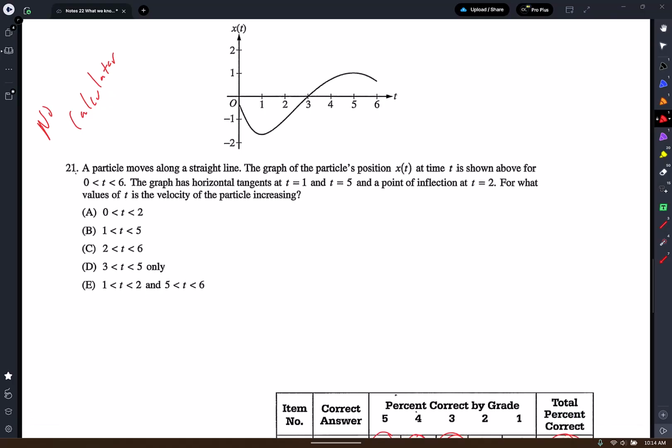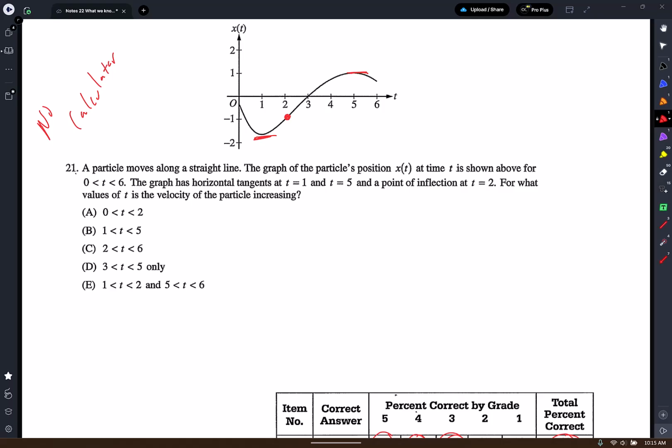All right, I'm going to go ahead and get it started, guys. A particle moves along a straight line. The graph of the particle's position x of t at time t is shown above between 0 and 6. The graph has a horizontal tangent at t equals 1, and a horizontal tangent at t equals 5, and a point of inflection at t equals 2, so I'm going to put a point there. For what values of t is the velocity of the particle increasing?